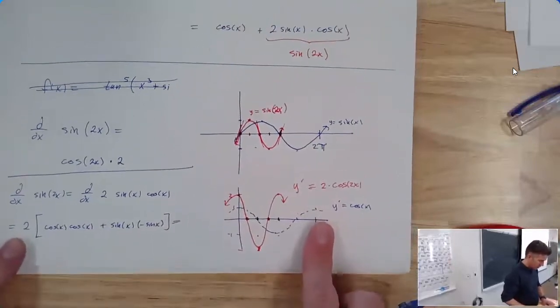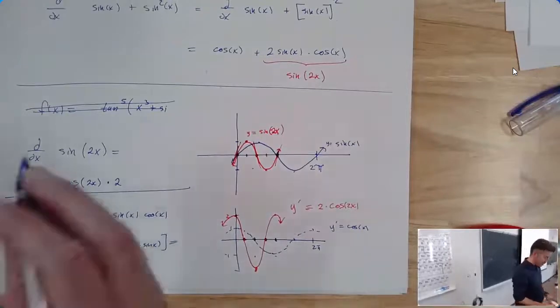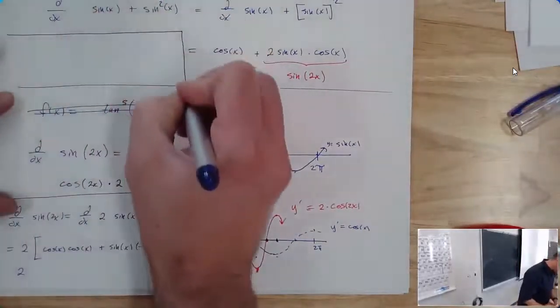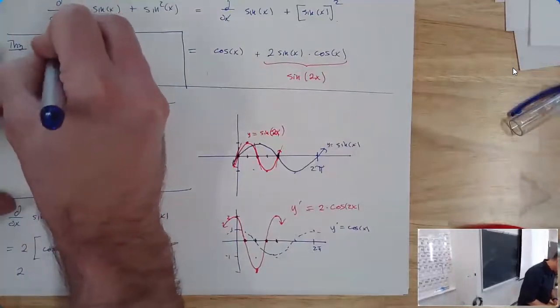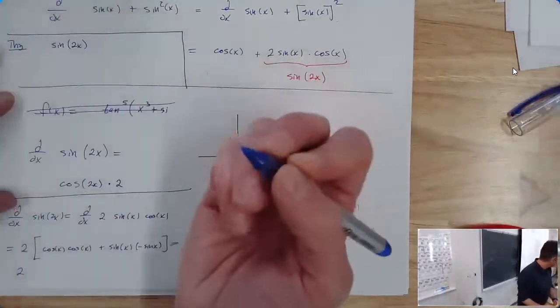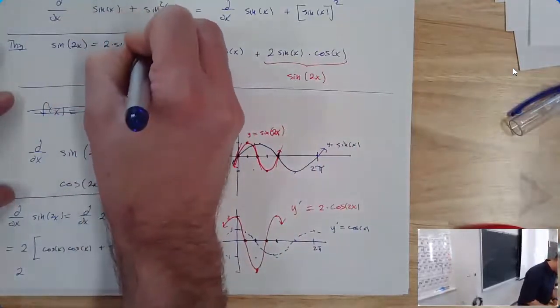No. Wait. So you mean right here? Yeah. So no, all I'm doing is I'm using a fact. I'm using a trig identity. So there's a trig identity that says sine of 2x, the double angle identity, is equal to 2 times sine of x times cosine of x.